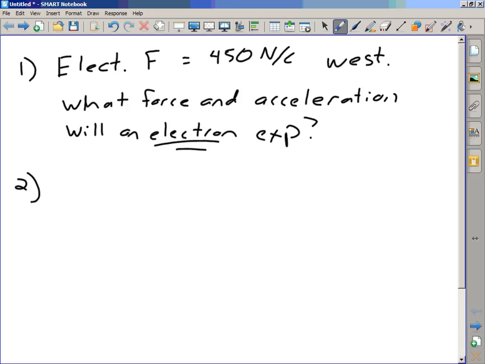Let's set up another problem, just like the force vectors, adding those. Let's just add some electric field vectors here. In fact, let's do 2 of these problems.